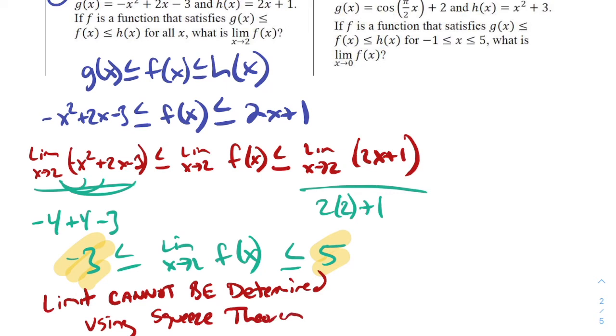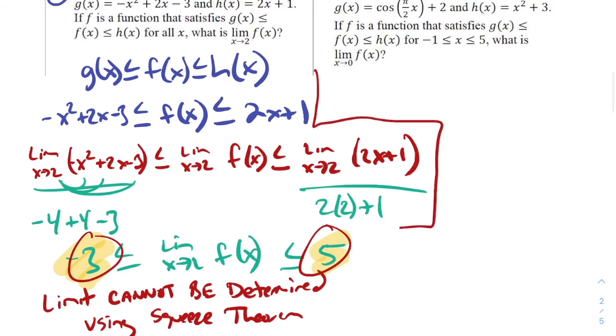The only way that would be the case is if these values were the same, and this was not the case. And so we don't know. We don't know using the squeeze theorem. That's not enough in order to do it. Okay.